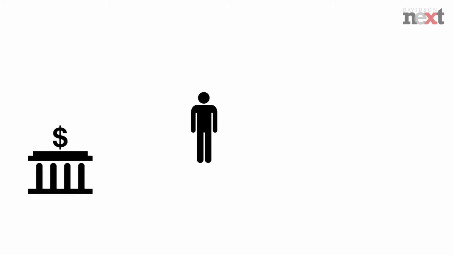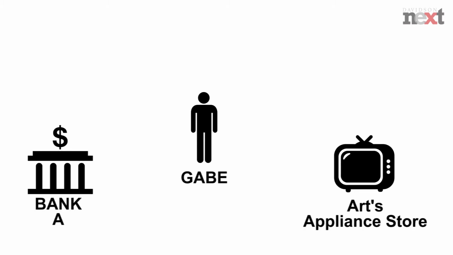Now, the bank would like to see that money loaned out because that brings in revenue for the bank. So a customer comes into Bank A, and that customer is Gabe, and Gabe would like a new TV. So he comes in, he borrows what's available in excess, $900, and goes to Art's appliance store. Once he makes his purchase, let's see what happens to our T account.